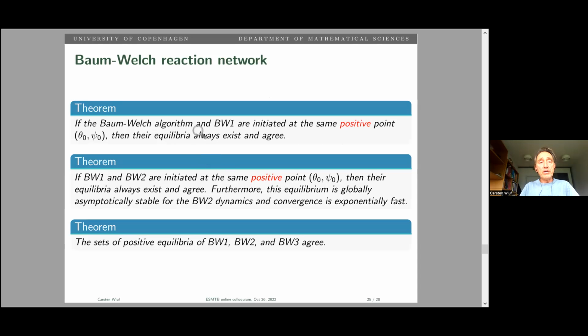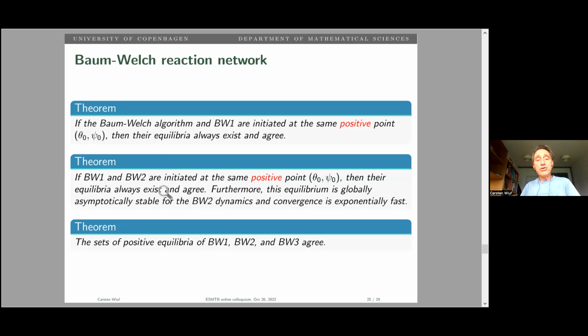So what we know about the dynamics is the following, that the BW1, when initiated at the same point as the Baum-Welch algorithm, would actually produce the same equilibria as the Baum-Welch algorithm. So the BW1 actually does exactly the same as the Baum-Welch algorithm, but it's an iterative approach, right? We need to sort of restart things many times, and that might, of course, be difficult if you think of it being implemented in a molecular machine.